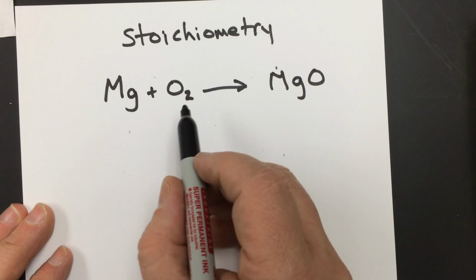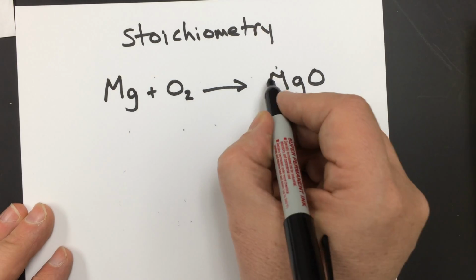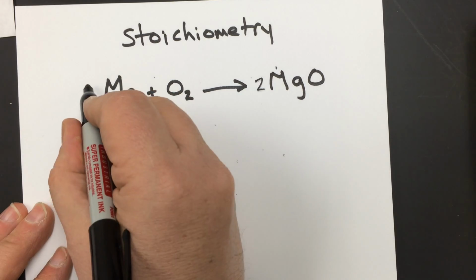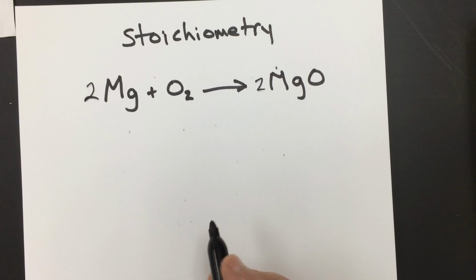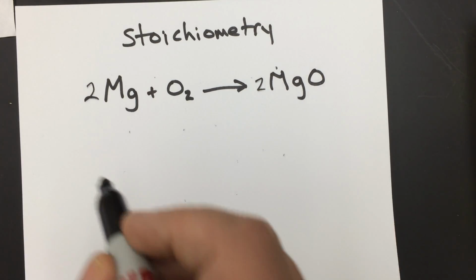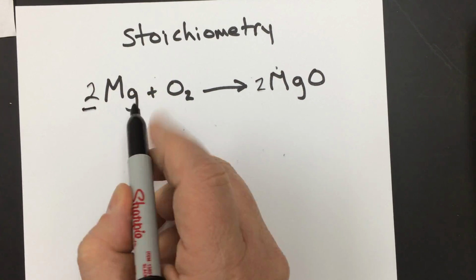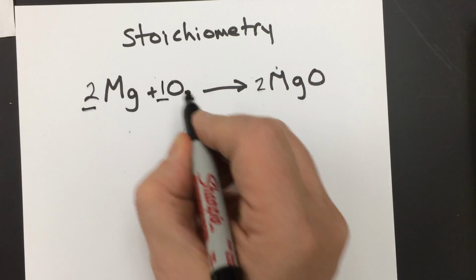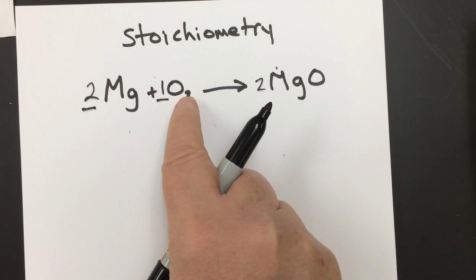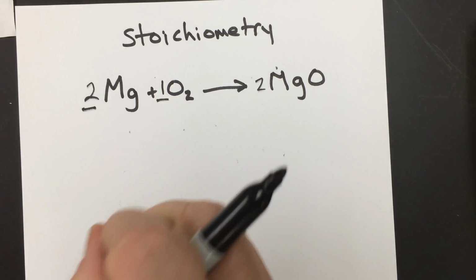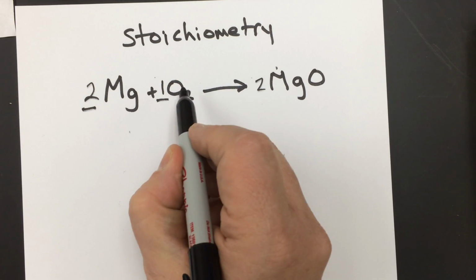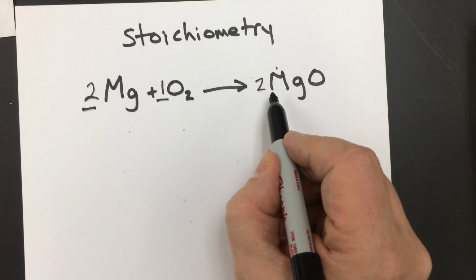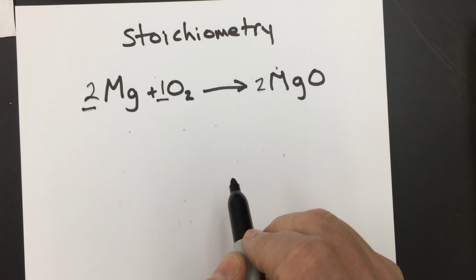The balanced equation would be, I've got two of these, so I need two oxygens here, which now means I have two magnesiums. And now I have a balanced equation. This equation says that for every two atoms of magnesium, one oxygen molecule is required. The O2 shows you that it's bound together, so this is a molecule. One molecule of free oxygen is required, and two molecules of magnesium oxide will be made.